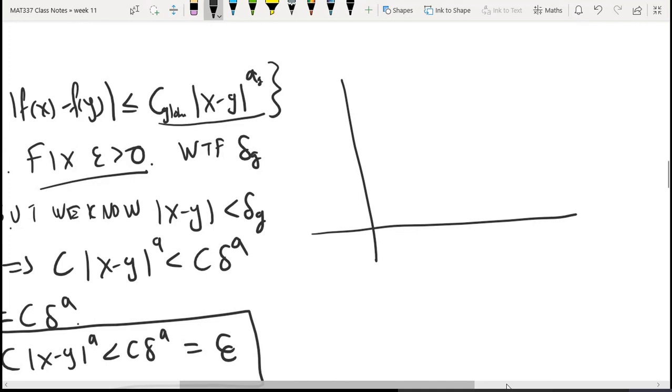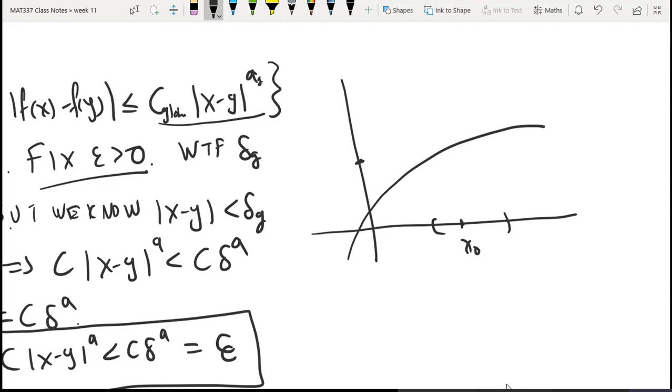how do you say it? Let me fix x naught, and then let me fix a ball around it. Let me do this carefully. Actually, let me take the square root function. So I will take shifts.